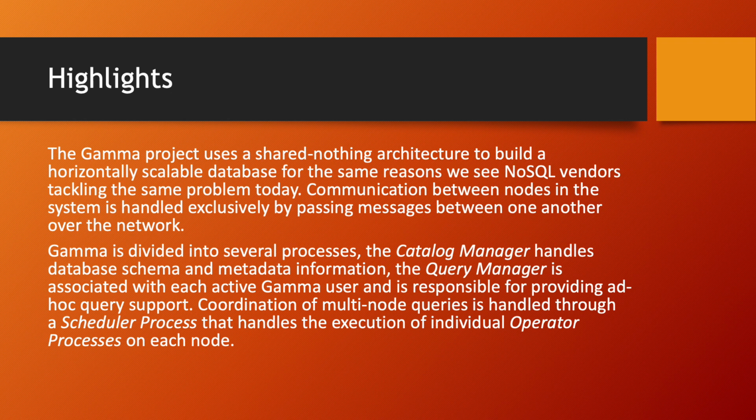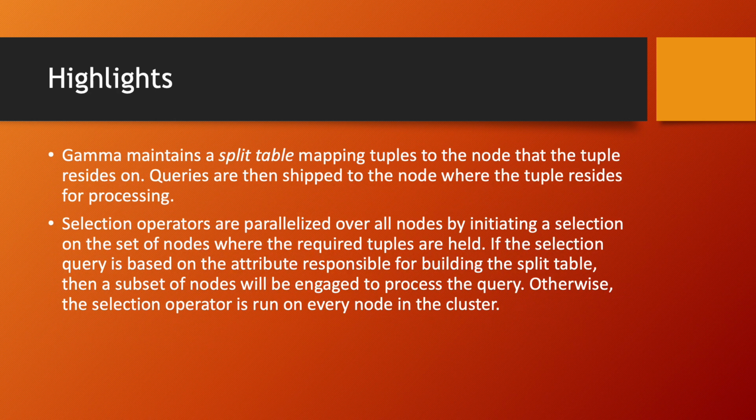Gamma is divided into several processes. The catalog manager handles the database schema and metadata information. The query manager is associated with each Gamma user and is responsible for providing ad hoc query support. Coordination of multi-node queries is handled through a scheduler process that handles the execution of individual operator processes on each node.